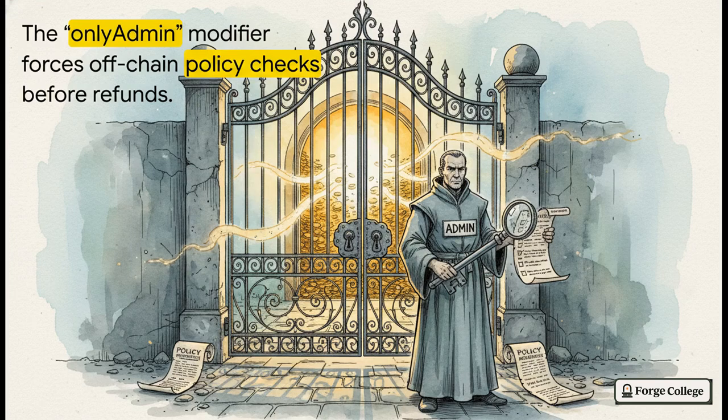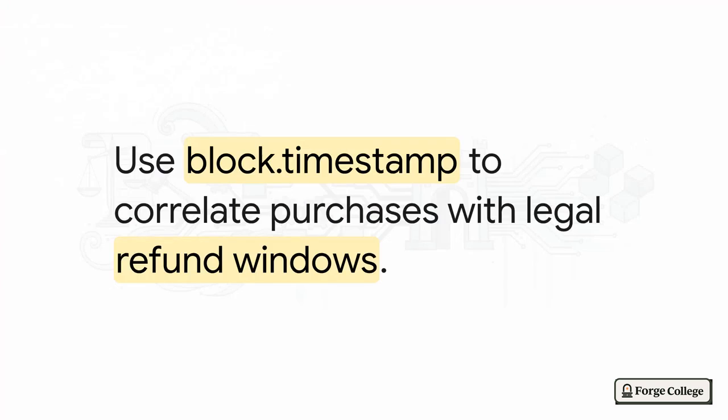By using this, we ensure that an administrative actor must perform all the complex off-chain policy checks, like reading the terms of service or verifying KYC status, before they are ever allowed to call the refund function. This is key. We keep the heavy legal logic out of the smart contract entirely, which saves gas and massively reduces complexity.